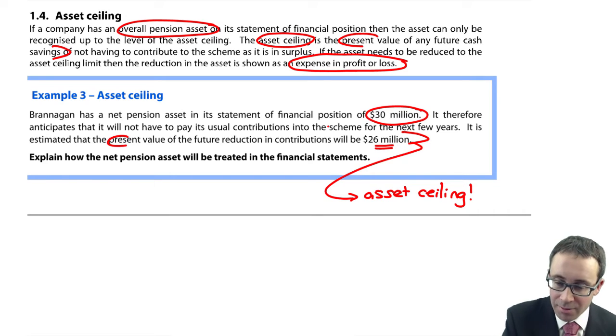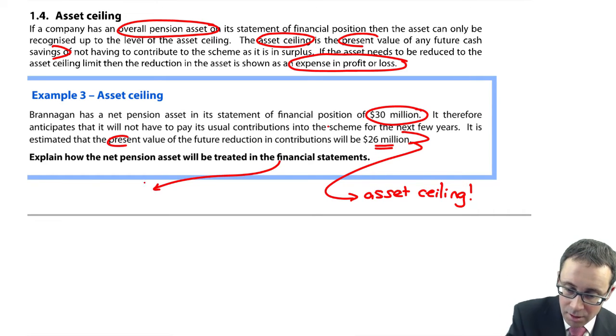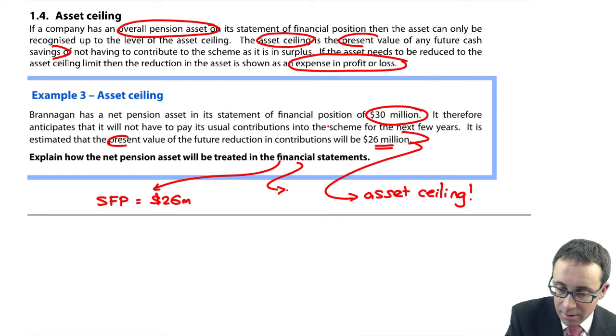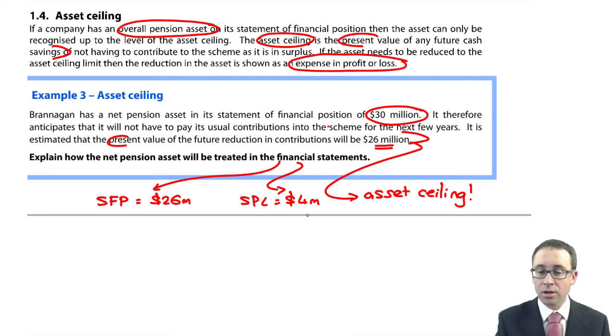So how do we treat it within the financial statements? Well, within the SFP, you would show an asset at 26 million. And then within the statement of profit or loss, you would have 4 million as an expense, being the reduction from the 30 down to the 26. That's it. Nothing much to it.